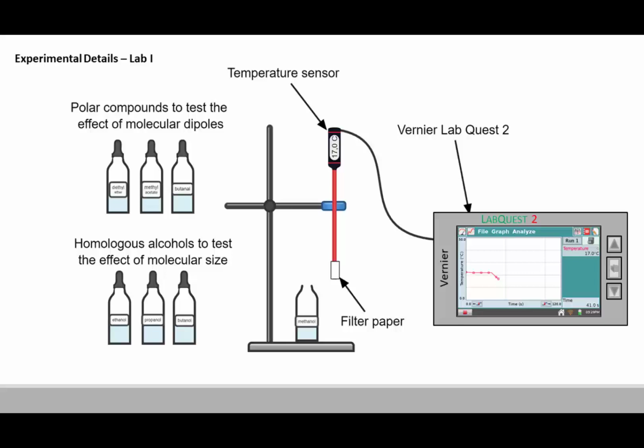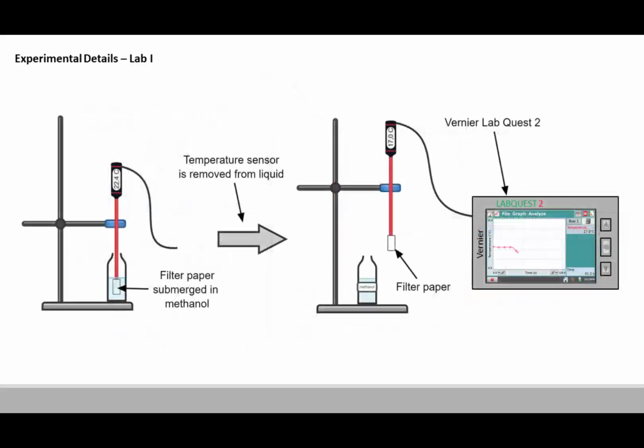The temperature sensor is connected to a LabQuest 2 data logger. This allows for continuous temperature measurements over a period of time, which are plotted as a displayed graph. The temperature sensor is lowered into the liquid organic compound until the temperature is stabilized and the filter paper becomes saturated with the liquid. The time data collection is started so as to establish a temperature baseline.